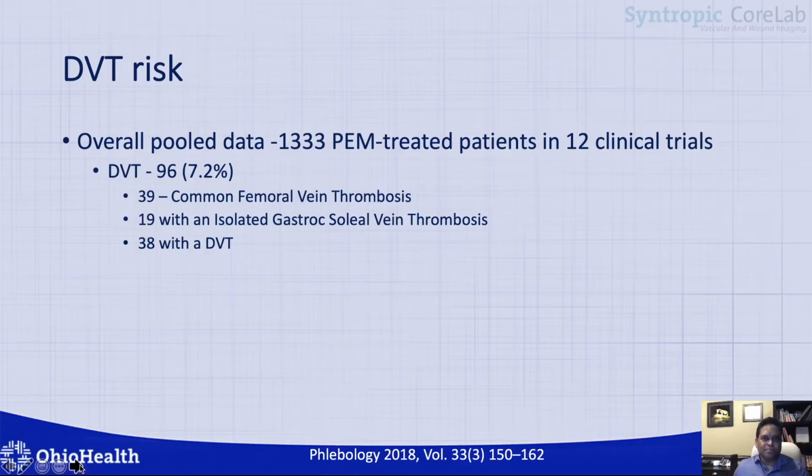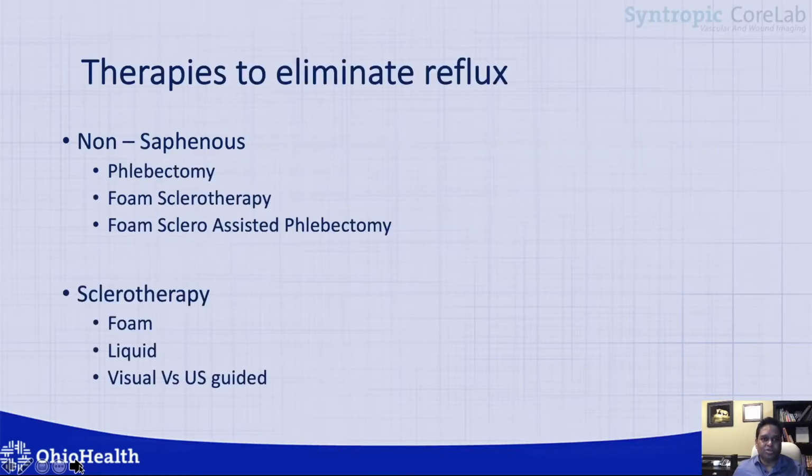Although in the real world the risk of DVT may not be as high as the ones reported in the pivotal trial of 7.2%, this is a reasonably good therapy as well. What about the non-saphenous veins?